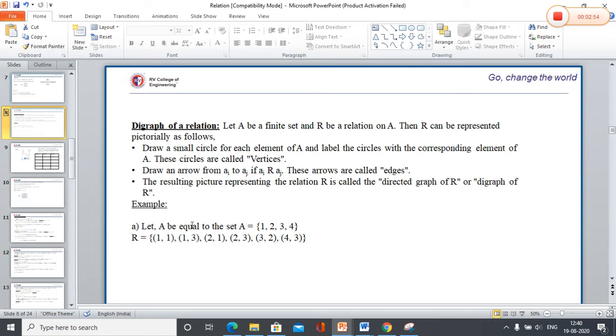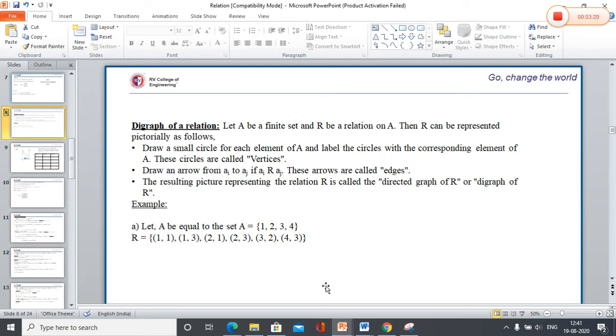For example, if A is my set and it has 4 elements 1, 2, 3, 4 and R is a relation defined on A, this will be a subset of A cross A. I told in the beginning, if R is a relation from A to B, that means R will be a subset of A cross B. But if R is a relation on A, that means R will be a subset of A cross A. So now this set is given and the relation is also given.